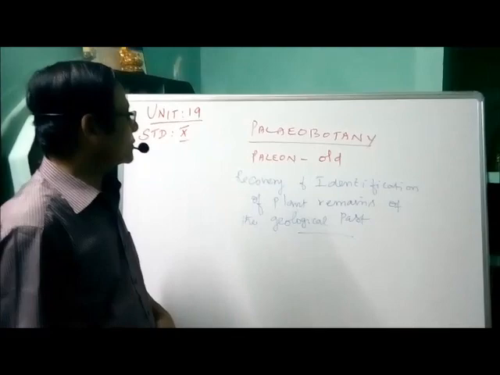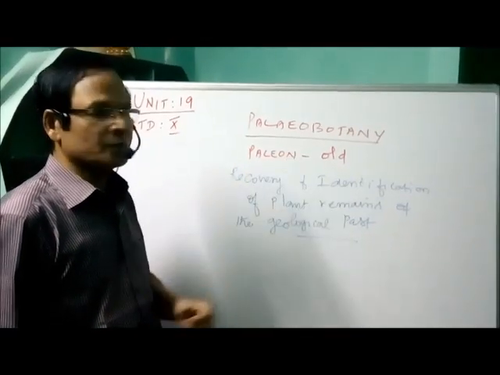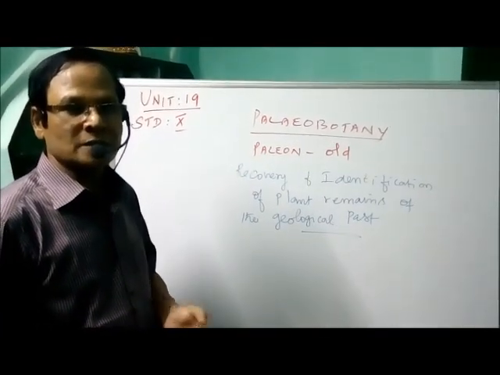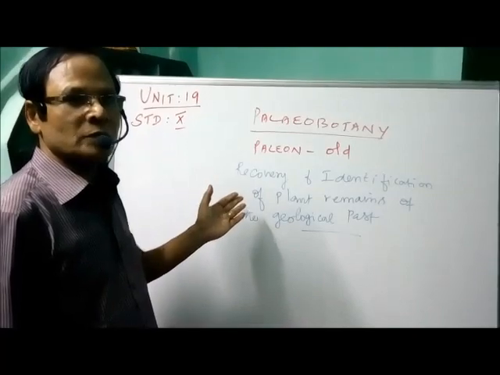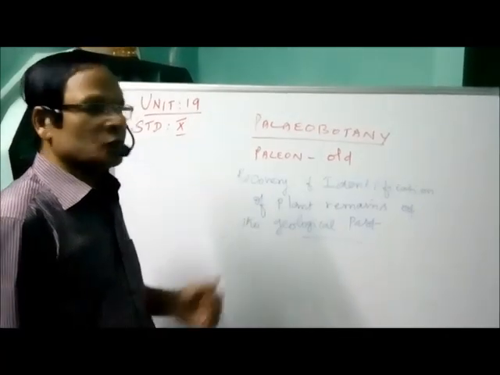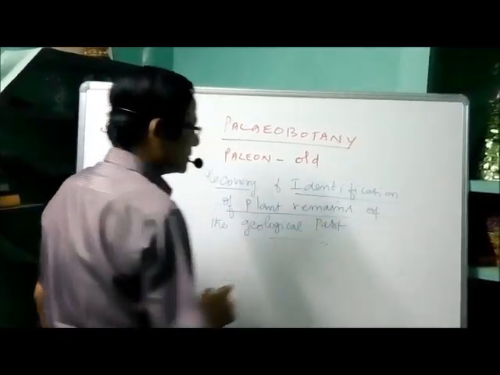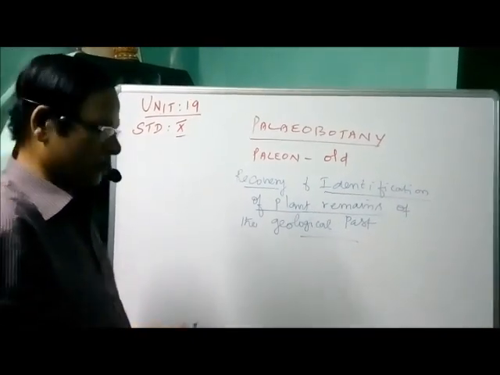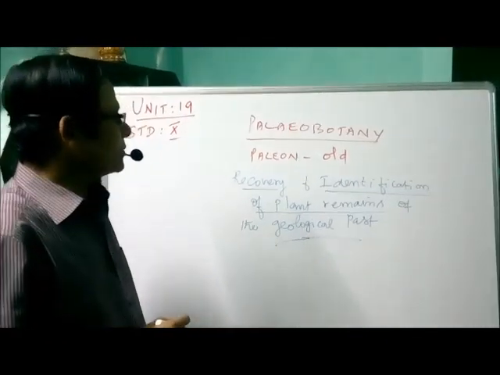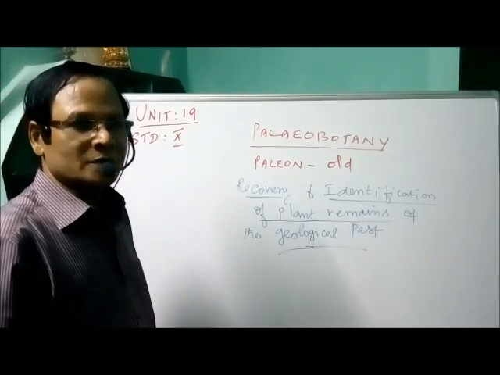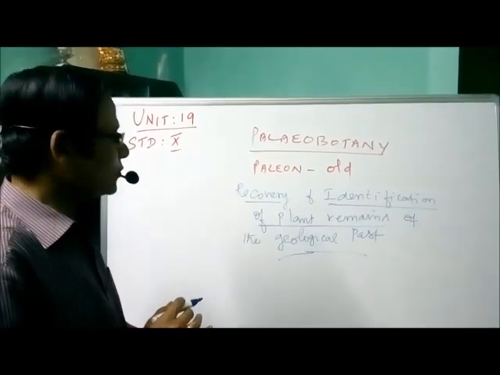Hi students, let us pass on to the next part of the lesson, paleobotany. In brief, paleo means old. The study of old plants, the ancestor plants, the extinct plants, the fossil plants, is called paleobotany. Now it is a branch of paleontology that deals with recovery and identification of plant remains, past lived organisms which are left as extinct forms of the geological past. You know, paleontology is the study of fossils. Here we are talking about the fossils only related to botany, the plant fossils.